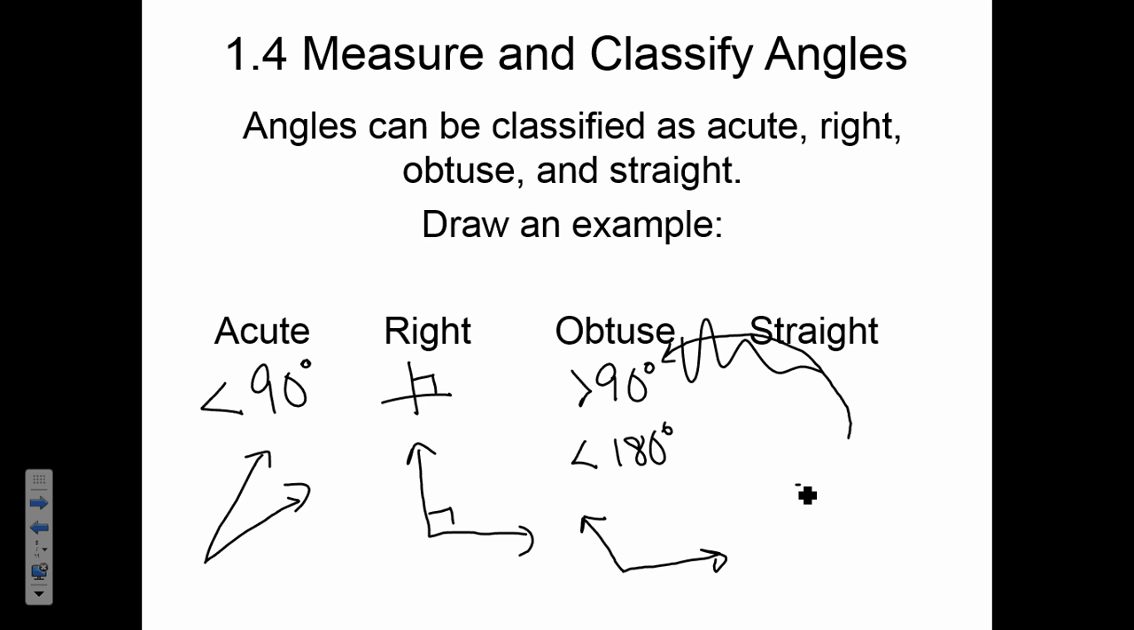And then a straight angle is just going to be that straight line. Our vertex in there. And a straight angle will equal 180 degrees. So this one over here equals 90 degrees.